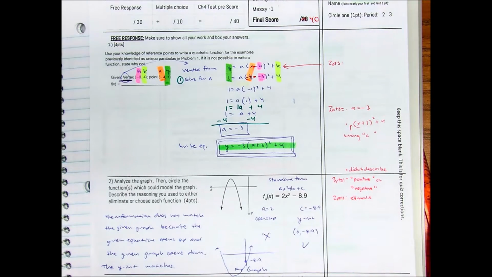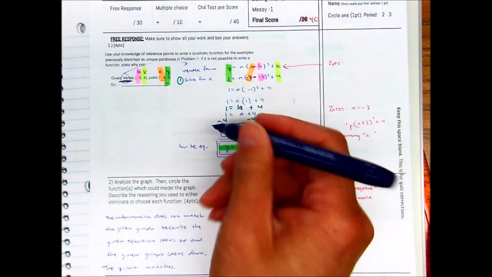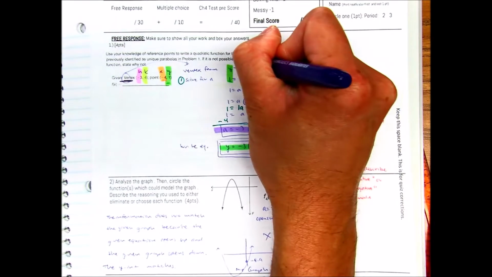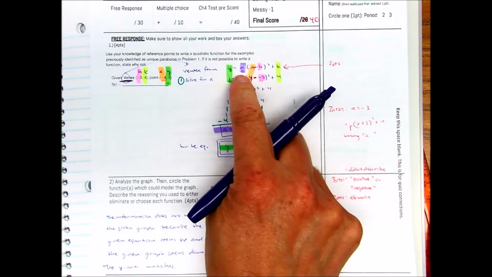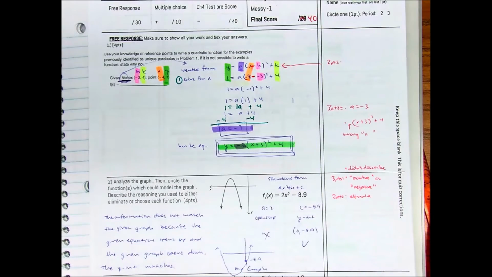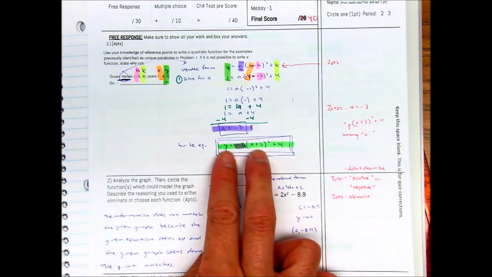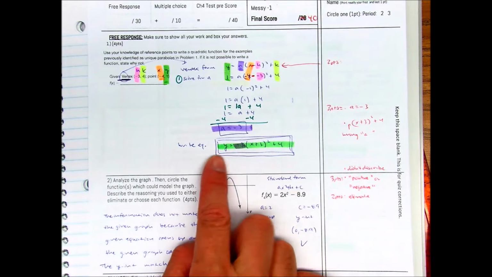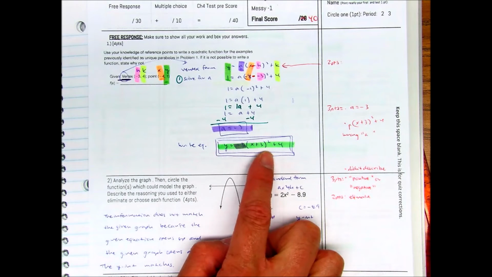You take this a value now, and basically you put it back into the original equation, so all you have to do is the purple, the pink, and the yellow. So a, h, and k, you put it back in there. The x and y's you keep the same. So your answer is y equals -3(x plus 3) squared plus 4.